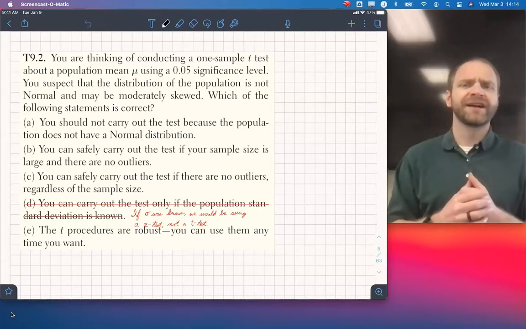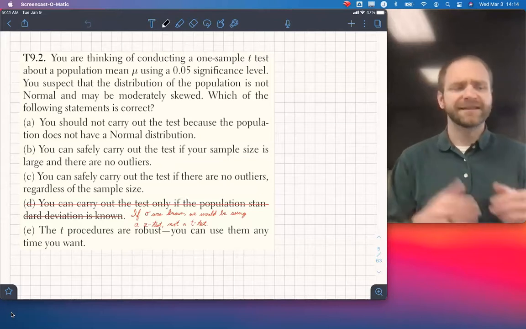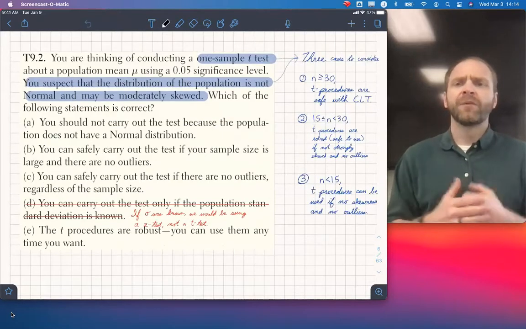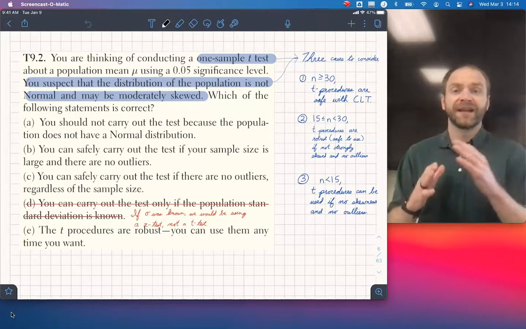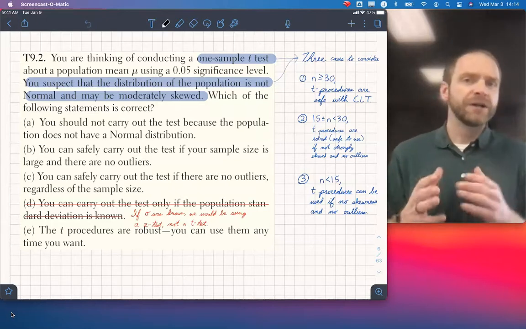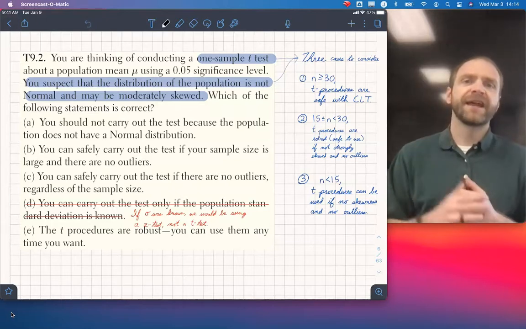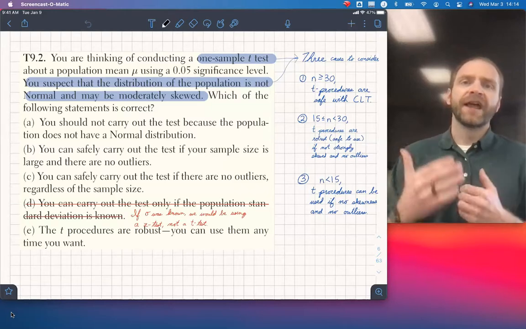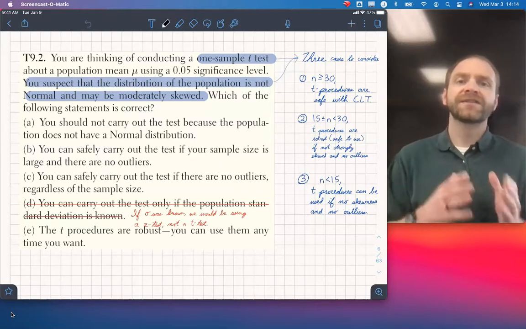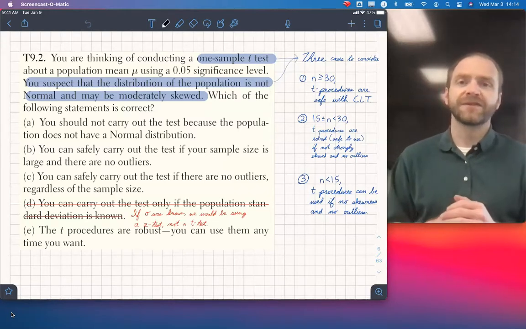A says you should not carry out the test because the population does not have a normal distribution. That might sound pretty nice. But what I'm going to do is take a moment and think about what I know about t-tests. And there are 3 cases when it comes to sample size. When n is greater than or equal to 30, we can use the central limit theorem to say t procedures are safe.